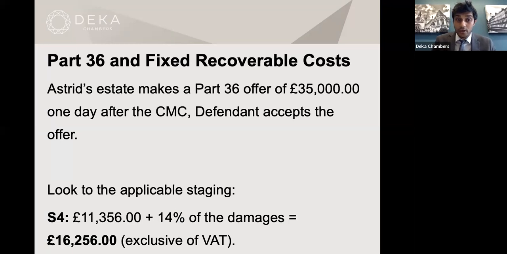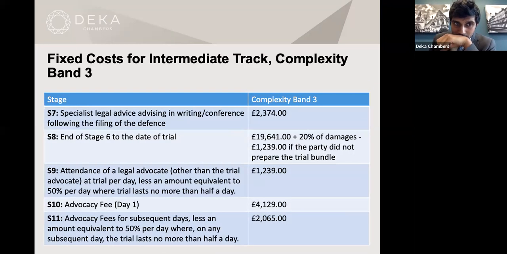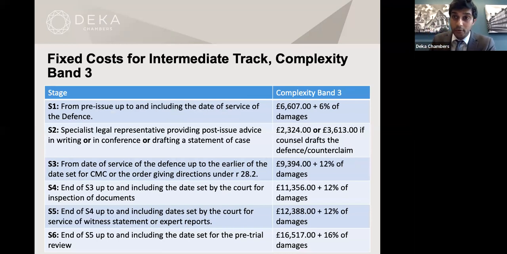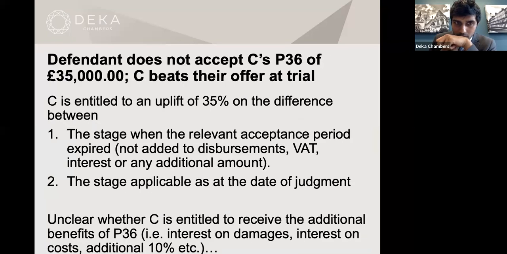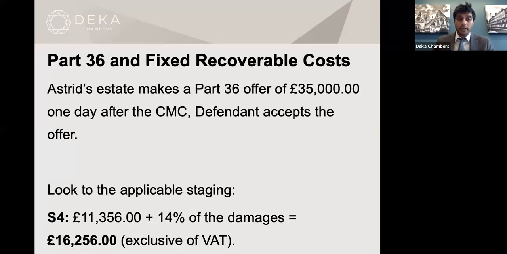How do you calculate the costs? Well, you then go back to the complexity band, and for this, we're assuming that in the CMC they said, yes, it's intermediate track, yes, complexity band 3. You look at the fact that it's after S3, so it would be S4, in my opinion. That must be correct. I'll get to it. Yes, S4, £11,256, plus the 14% of the damages, and that equals £16,256. So the way you look at Part 36 is you need to go back to the staging within the complexity bands and work that out.